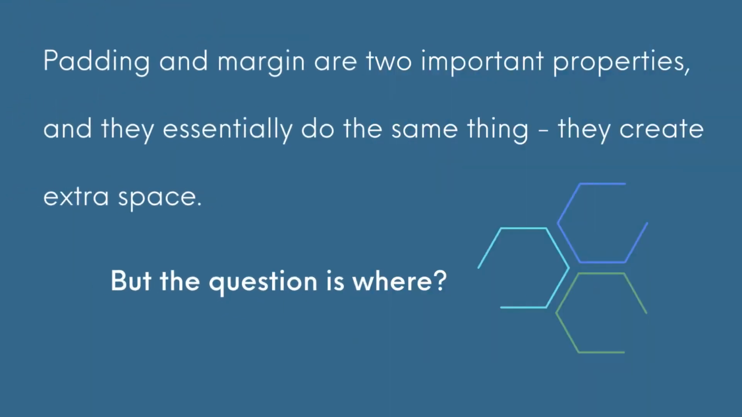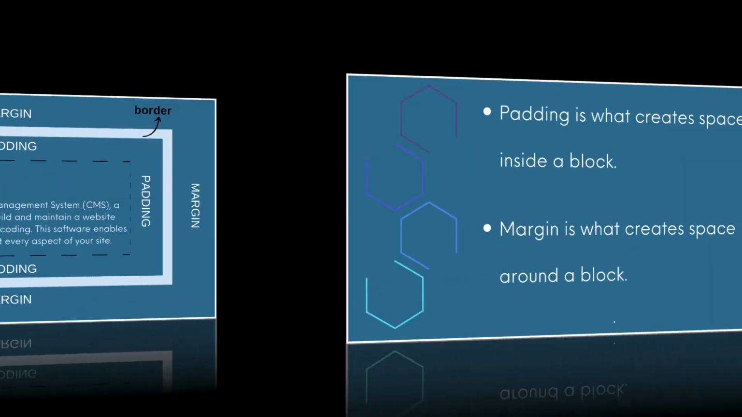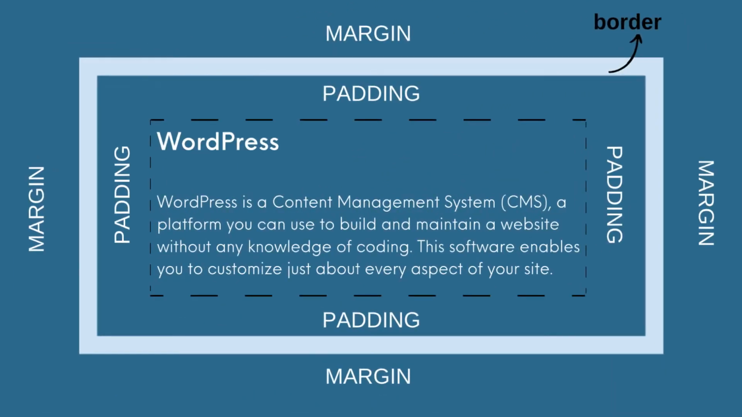Padding and margin are two important properties, and they essentially do the same thing. They create extra space. But the question is, where? Well, padding is what creates space inside a block, and margin is what creates space around a block. Hopefully this visual depiction will make it more clear.